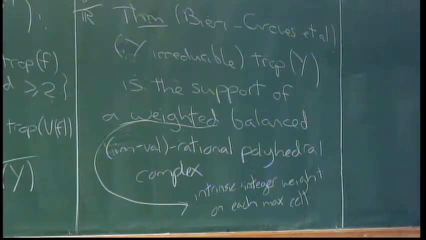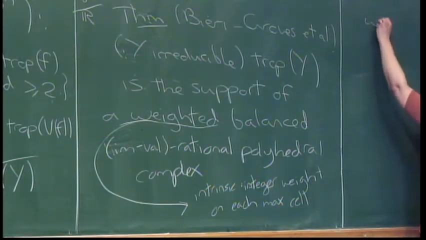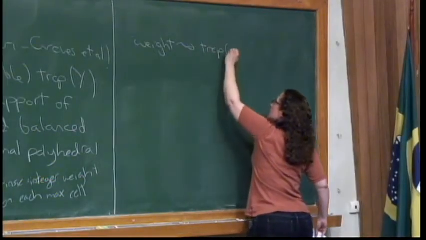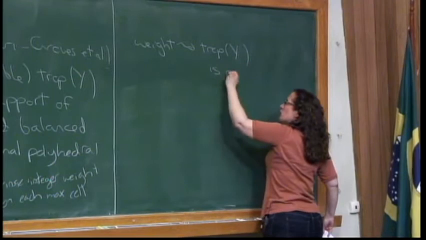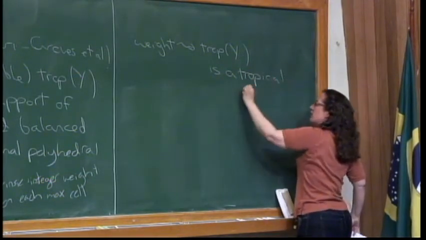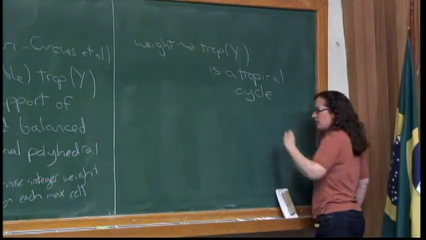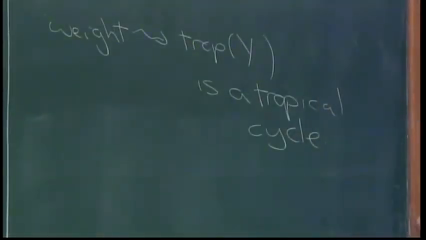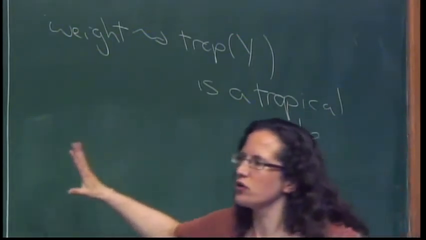Okay. And so the weights turn trop Y into a tropical cycle, which we heard about in Kristen's talk. Okay, so that's the tropical variety background in the way I want to talk about it.